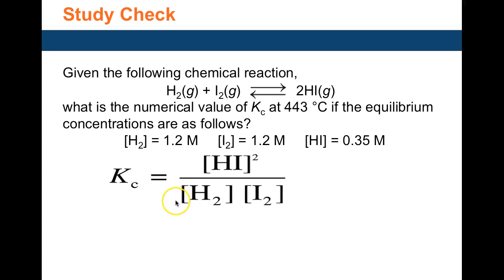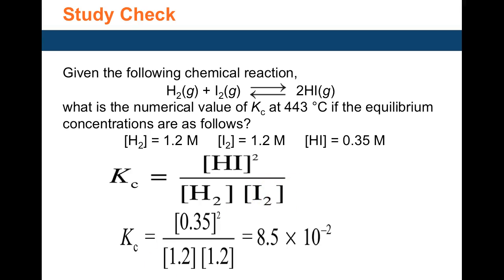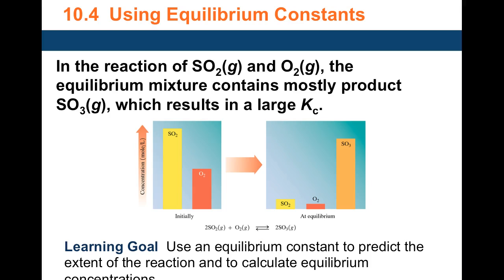Given the following chemical equation, what is the numeric value of Kc at 443 degrees centigrade? Again, it's just plug and chug. So you put in your 0.35 squared, and then this is 1.2 and 1.2, so 1.2 squared. So 0.35 squared divided by 1.2 squared. And that comes out to be 8.5 times 10 to the power negative 2.